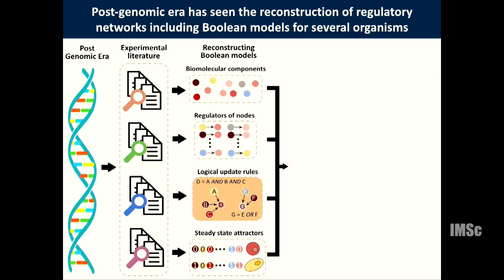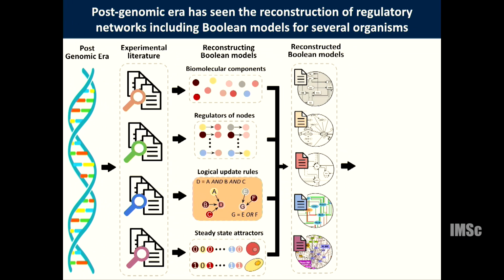So essentially, based on the experimental literature, you get the biomolecular components, you can get the regulators of nodes, you can infer the logical update rules from ChIP-seq data, RNA-seq data and other experiments, and you can get the steady state attractors based on the expression patterns, which can be quantified with different approaches like microarray, RNA-seq, and single-cell RNA-seq. This has led to the reconstruction of various Boolean models.